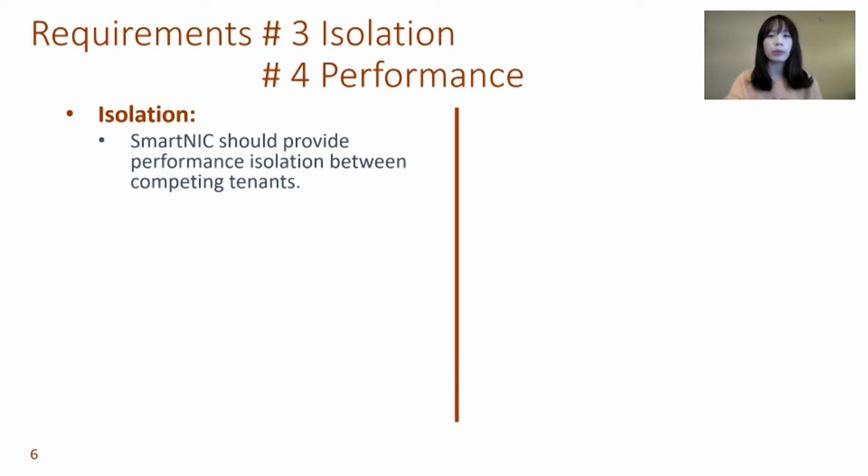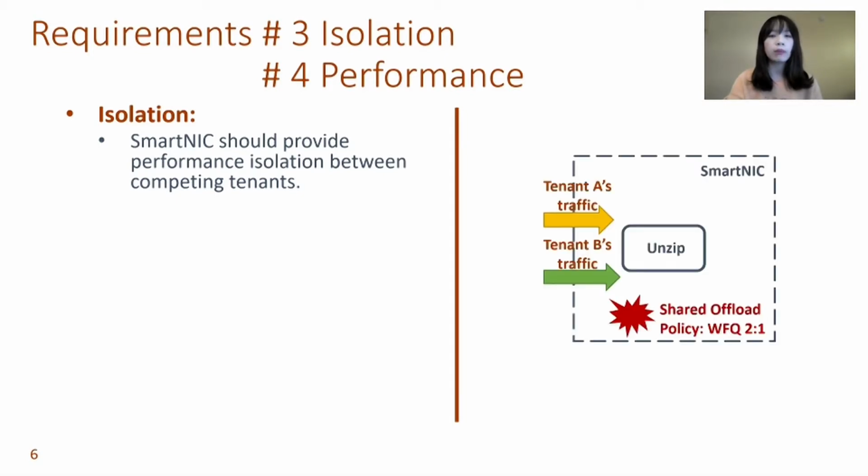The third requirement we mentioned here is isolation. When multiple tenants are competing for the on-NIC hardware resources, the SmartNIC should provide a mechanism to isolate traffic from competing tenants. And the cloud provider should be able to choose the isolation policy according to the business perspective. For example, we have tenants A and B sharing one unzip engine in the NIC. So the SmartNIC should allow the cloud provider to define the isolation policy for this contended offload. In this example, the isolation policy is weighted fair queuing to allocate the bandwidth of this unzip engine to tenants A and B in the ratio of 2:1.